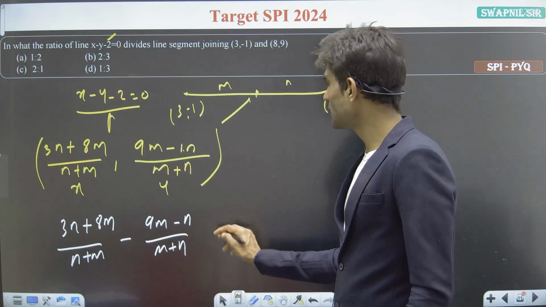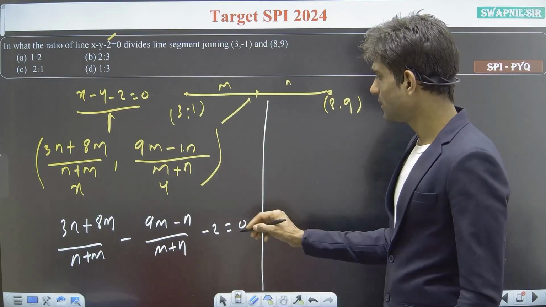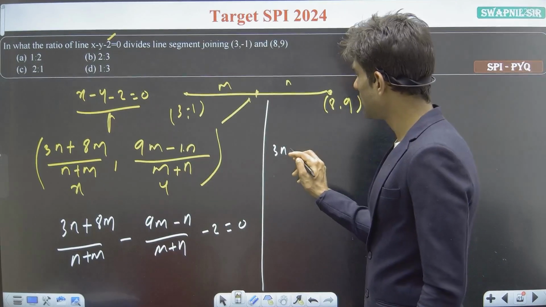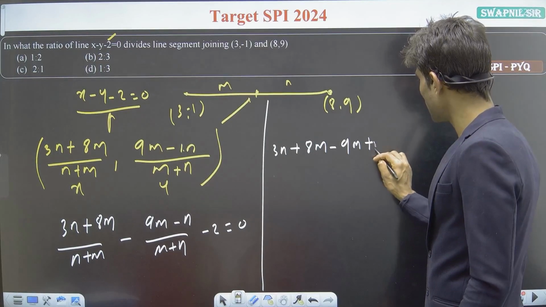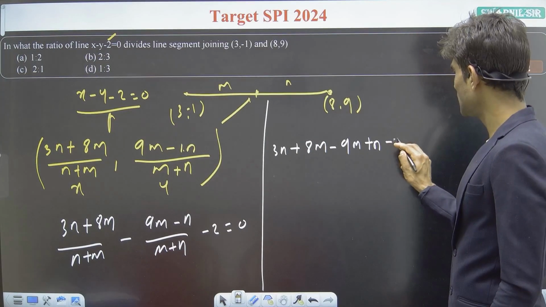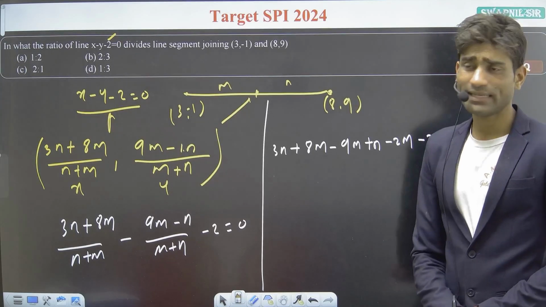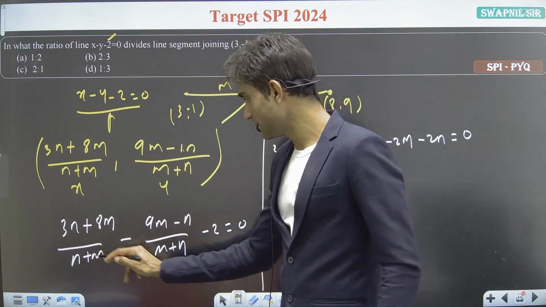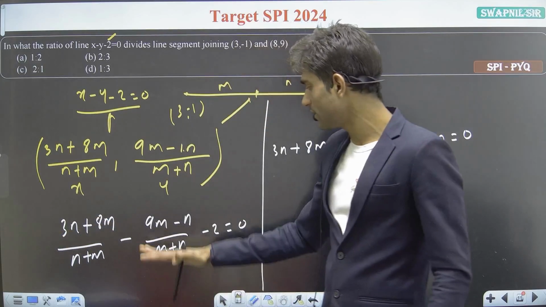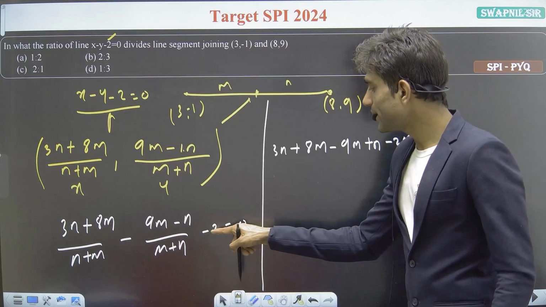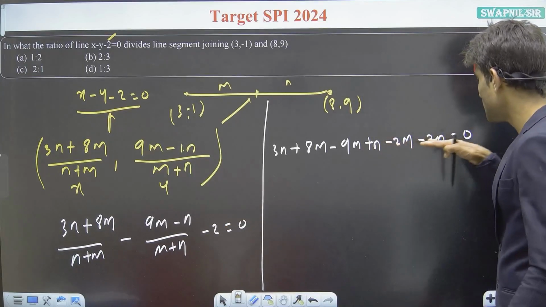And minus 2, which is equal to 0. Take that denominator to the other side, so we get 3n plus 8m minus (9m plus n) minus 2m minus 2n, which is equal to 0. What I have done here, basically, is I just multiplied (n plus m) throughout this term. So (n plus m) multiplied by this one cancels the denominator, it also cancels the denominator, but (n plus m) or (m plus n) is the multiplicand for minus 2. So I wrote this minus 2m minus 2n.